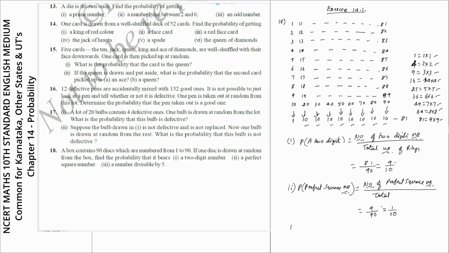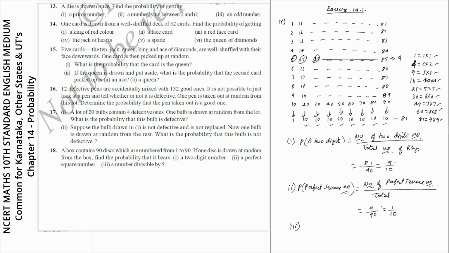And the last question, a number divisible by 5. So which numbers are divisible by 5? 5 is divisible by 5, 15 is divisible by 5, then 25 is divisible by 5. So all the numbers in this row are divisible by 5. How many are there totally? 1 2 3 4 5 6 7 8 9. So therefore 9 numbers are divisible by 5 in this row.